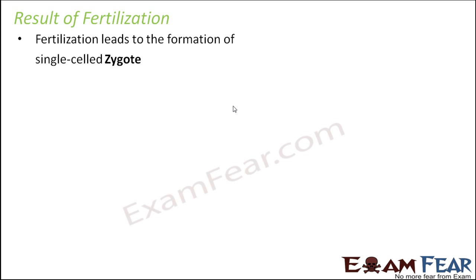Now the question is, what is the result of fertilization? What do we get at the end of fertilization? Fertilization leads to the formation of a single cell, and that single cell is called a zygote. Another important point to be noted here is that fertilization happened between the sperm and the ovum, and both of them were haploid. So both haploid cells fused together to form a diploid cell. So this zygote is a diploid cell. However, as soon as it is formed, it is just one cell.